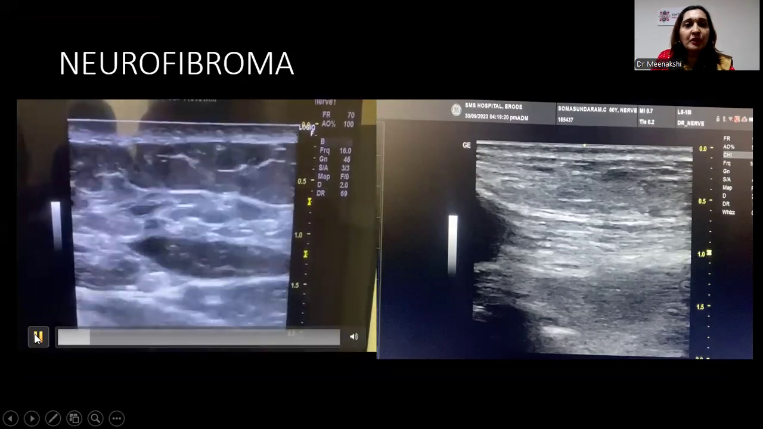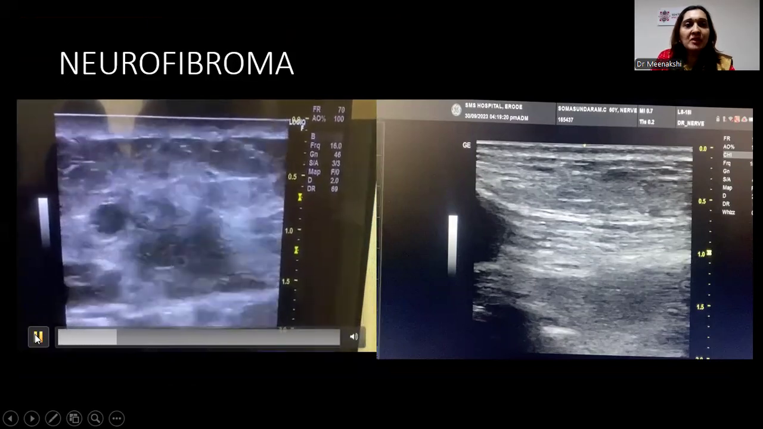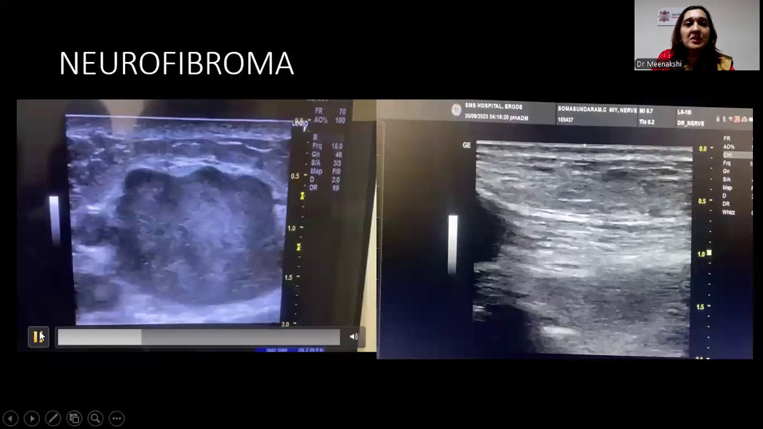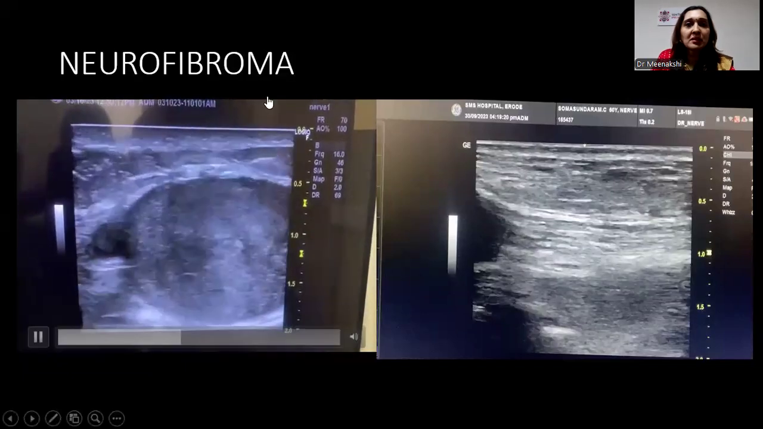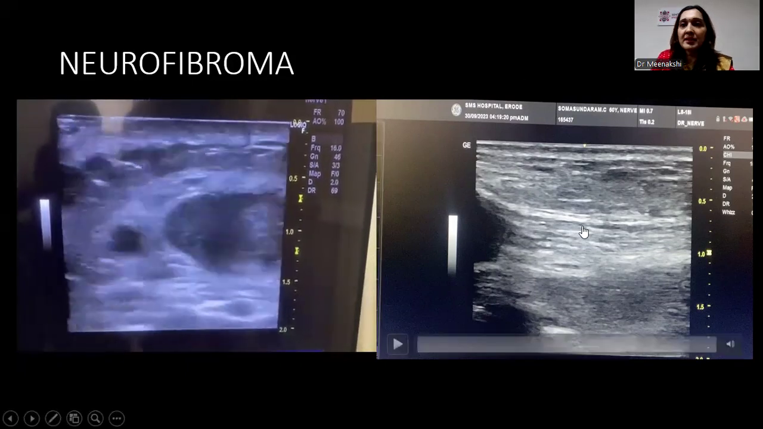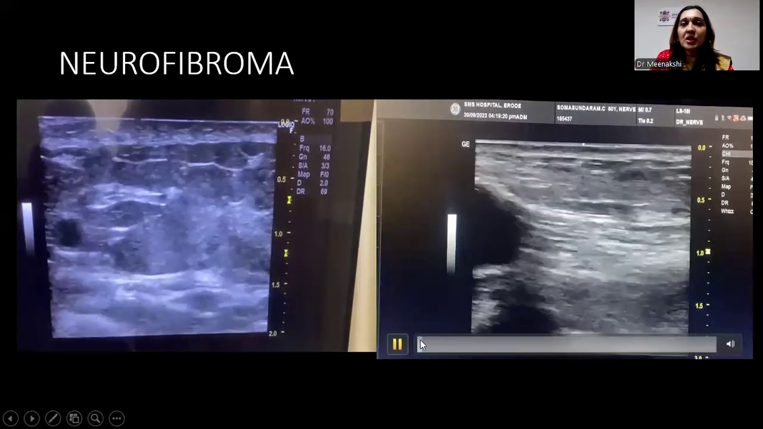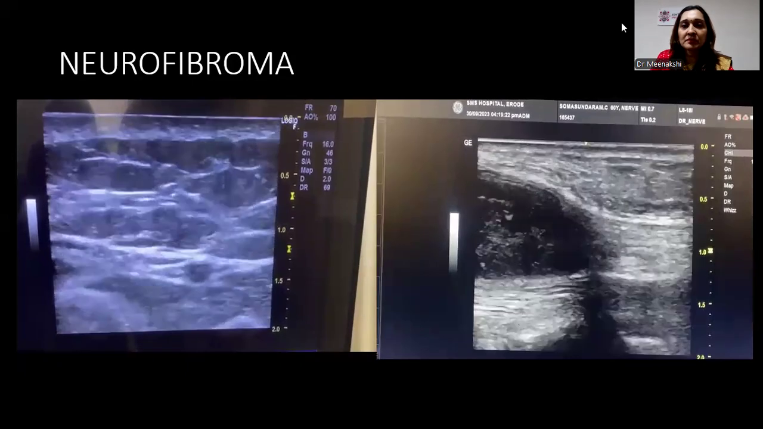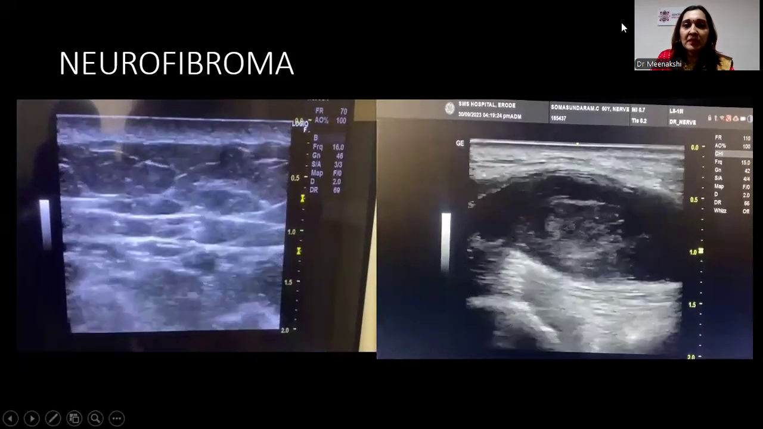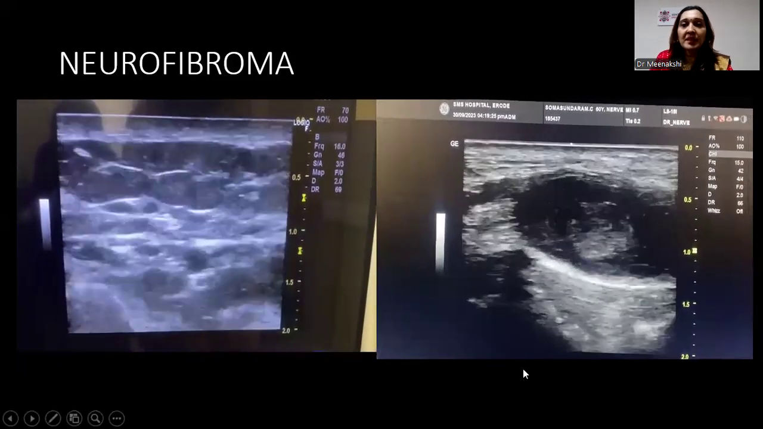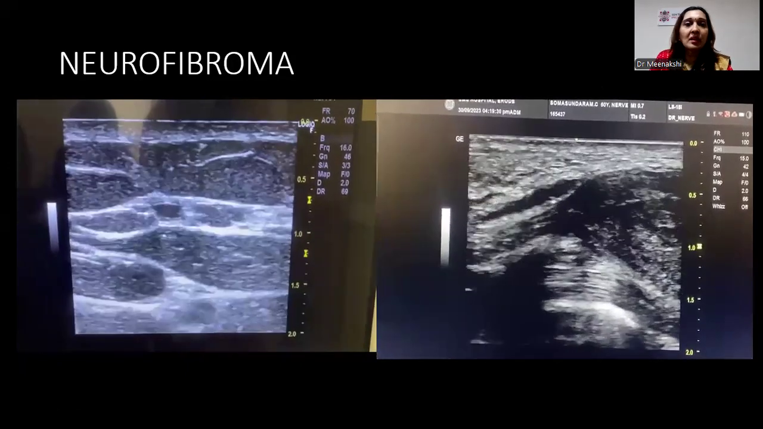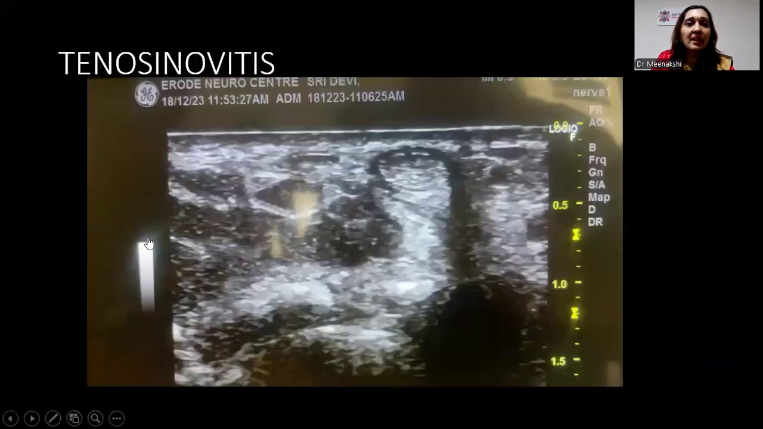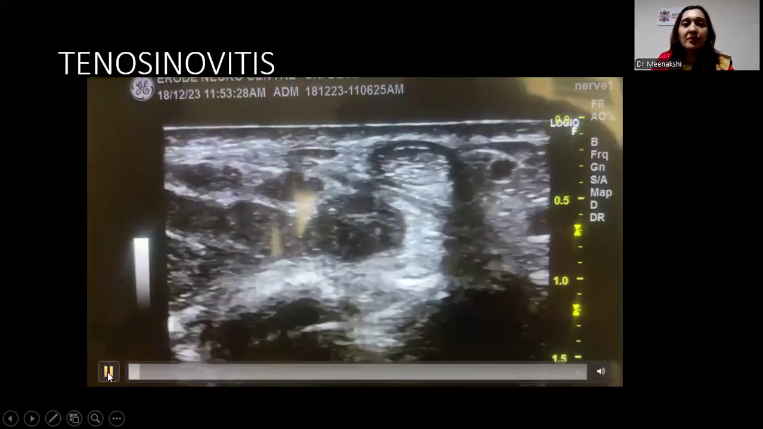This is a case of neurofibroma. So these are all simple cases which can be picked up very beautifully on an ultrasound. Yes, this is again another longitudinal section. Yes, you can see very beautifully a neurofibroma of the ulna. So this is again a very interesting case.